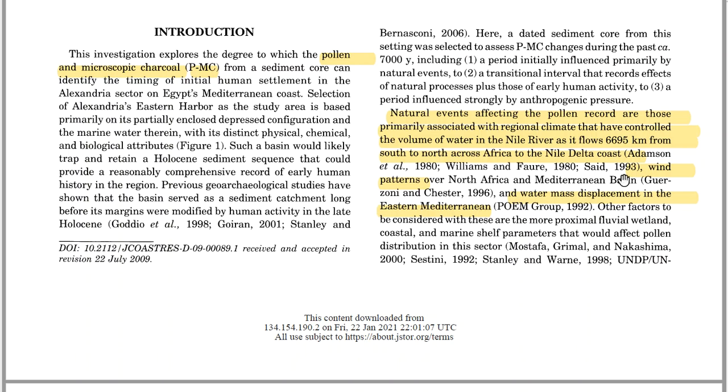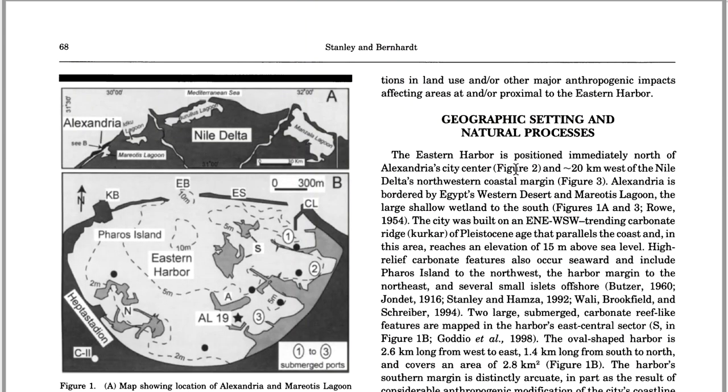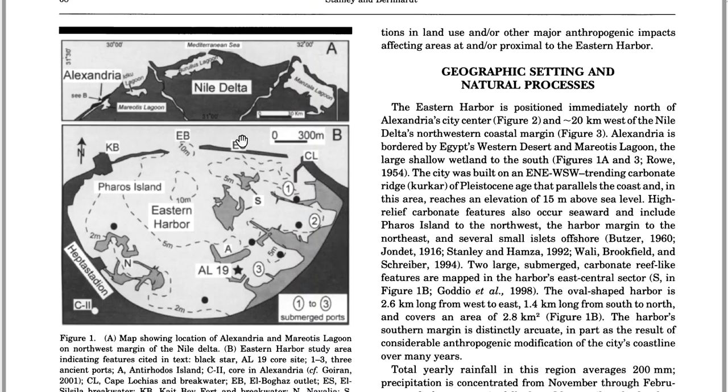So they talk about other things like wind patterns can bring pollen and so on. Water displacement into the eastern Mediterranean can also bring in different pollen counts and different sediment samples. And then you go down into the article and it's showing you an overview.